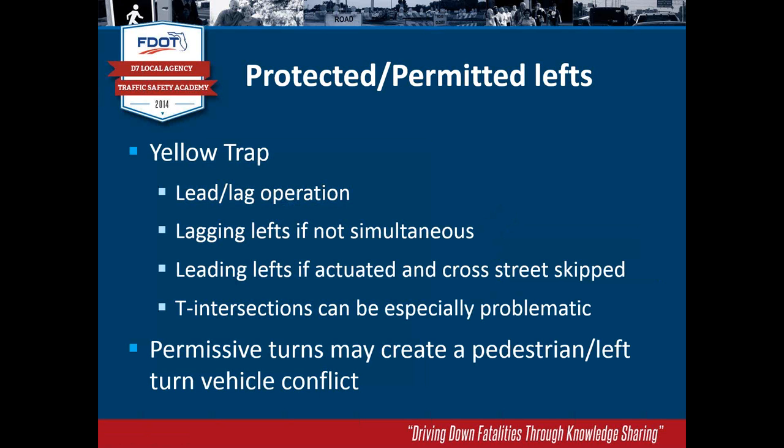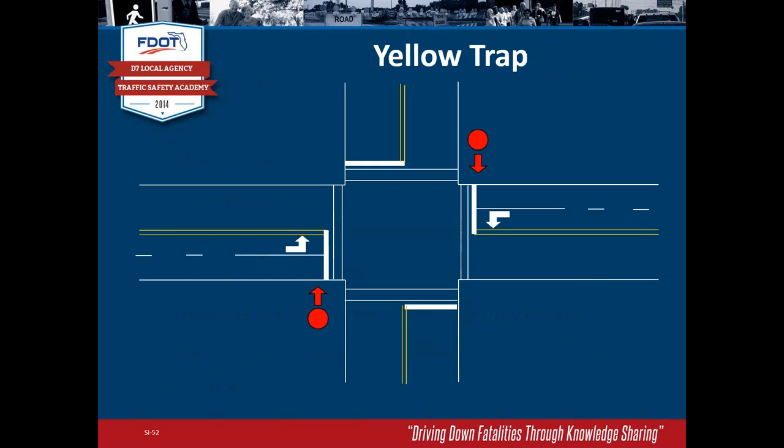It is also something that occurs at T intersections if you don't prohibit U-turns on the direction that doesn't have a leg to left turn into. So it can show up at T intersections as well. And so any permissive turns may also create that pedestrian left turn conflict that I talked about. But let me try to explain the yellow trap a little bit better.